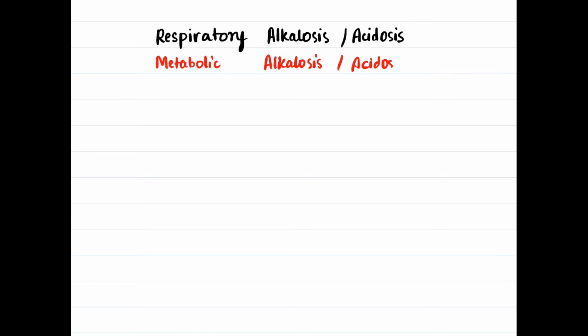Today we'll be studying respiratory and metabolic acidosis as well as alkalosis. These two terms were very confusing in my UG days. Respiratory and metabolic. Now, before starting that, we should first know the basic difference between these two terms.